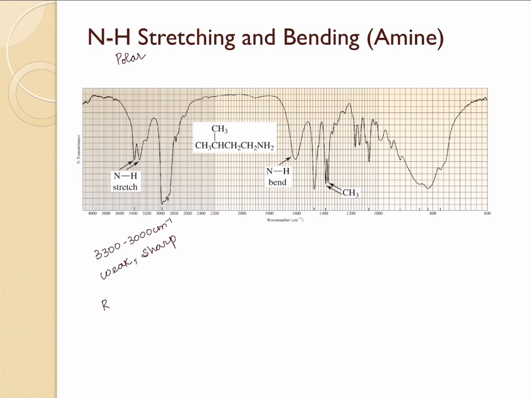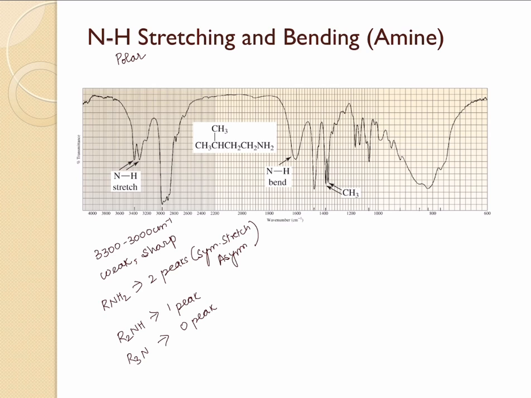So in the case of a primary amine, you will see two peaks, one corresponding to the symmetric stretch, and the other one to the asymmetric stretch. But in the case of a secondary amine, you only see one peak. And in the case of a tertiary amine, there will not be any peak present because we do not have any hydrogen connected to the tertiary nitrogen, right?